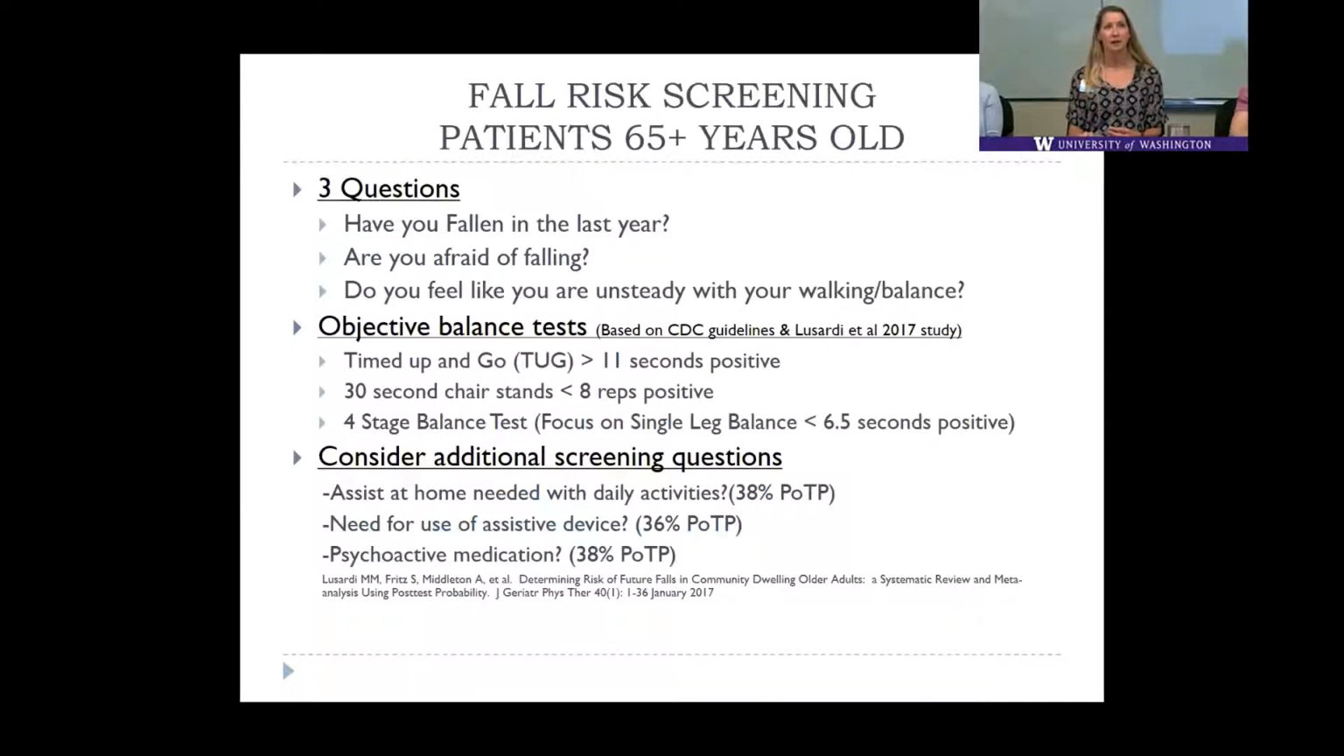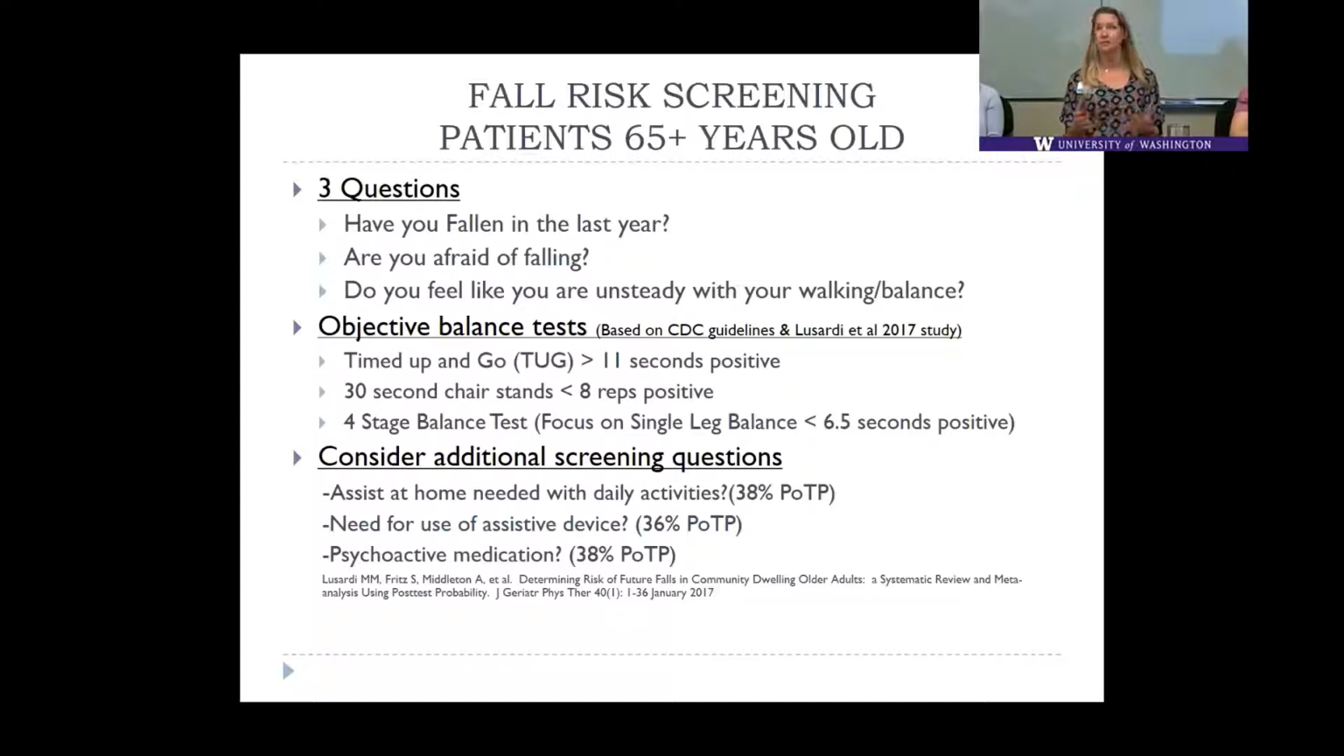So if we summarize here in terms of fall risk screening, we're going to continue asking those 3 standardized questions of our patients. And then it's best to pick at least one objective test. However, the more you do, the more information you get. The timed up and go is going to give you information on their functional mobility and dynamic balance. The chair stand test will give you a great test for functional leg strength. It's going to be very different from your manual muscle test. You'll find they turn out differently sometimes. And then the 4-stage balance test, you can actually just focus on that single leg balance portion of it, and that'll give you some great info on static balance.